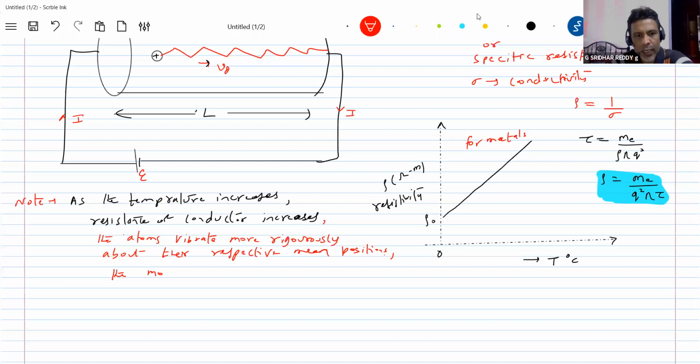The moving electrons, the free electrons, you write here: the drifting electrons encounter more collisions. This was all three. They may ask you more than one option, so you have to be careful here.